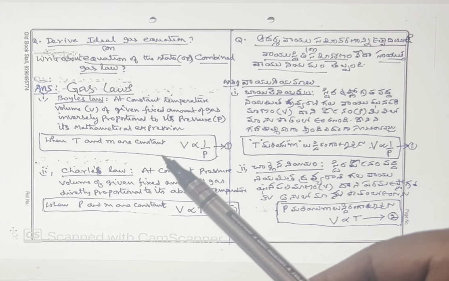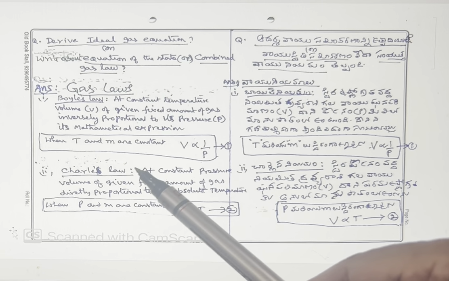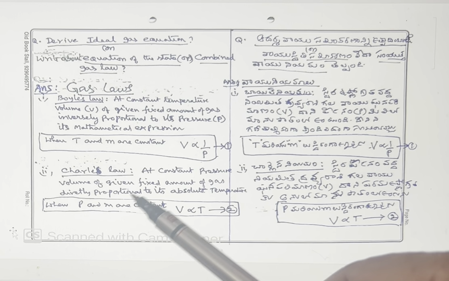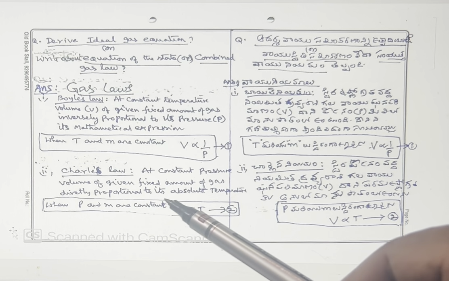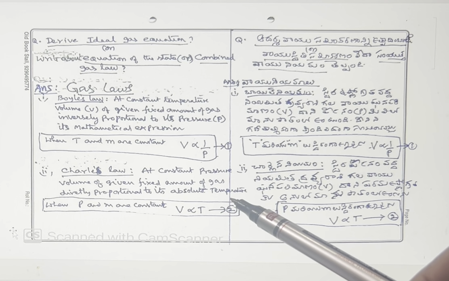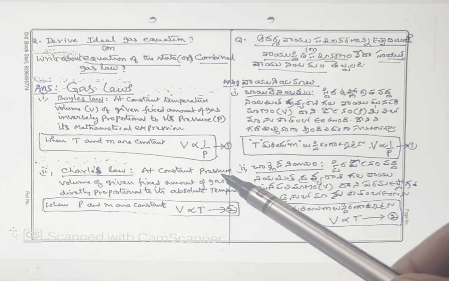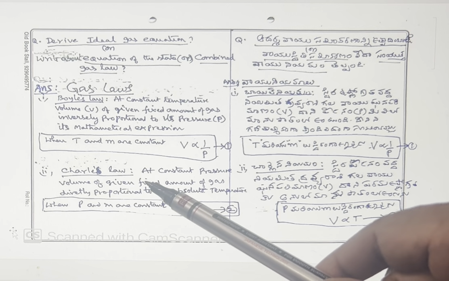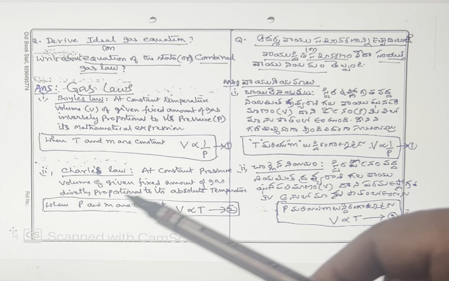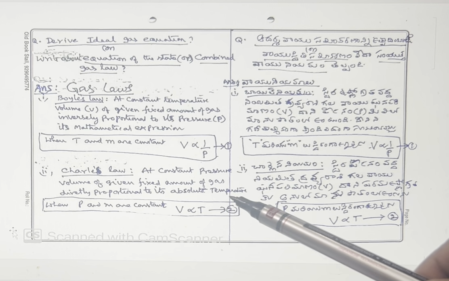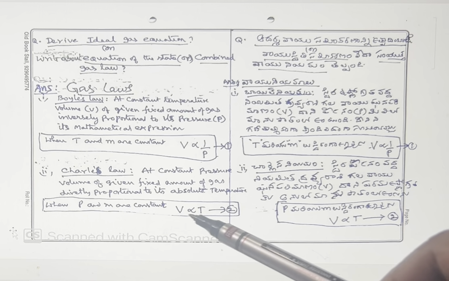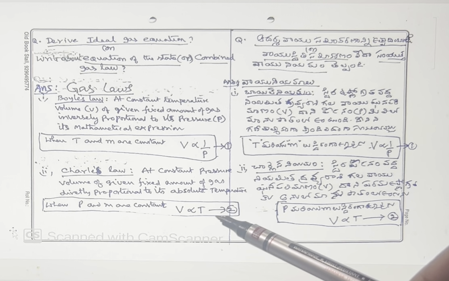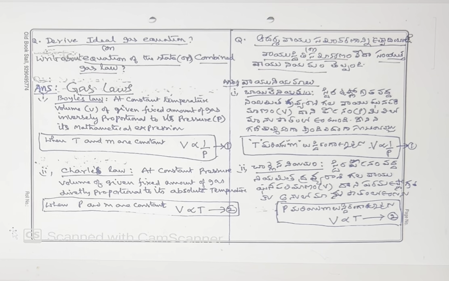Similarly, Charles' law: at constant pressure, the volume of a given fixed amount of gas is directly proportional to its absolute temperature. When P and n are constant, V is directly proportional to T. We have learnt this already. This is equation 2.